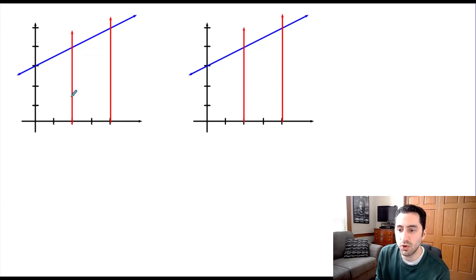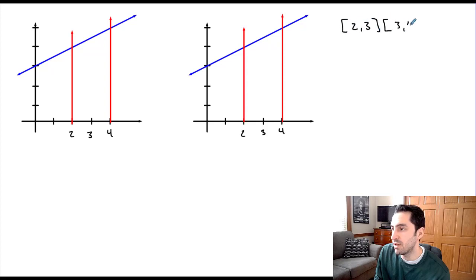But in this case, we're going to take our interval from 2 to 4, and we're going to split it up into the interval from 2 to 3 and the interval from 3 to 4. So 2, 3, and 4 here as well. If I just write that out, we have the interval from 2 to 3 and the interval from 3 to 4.